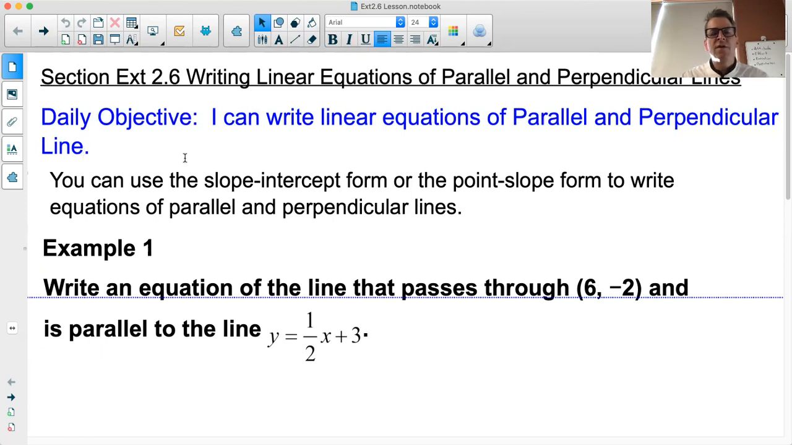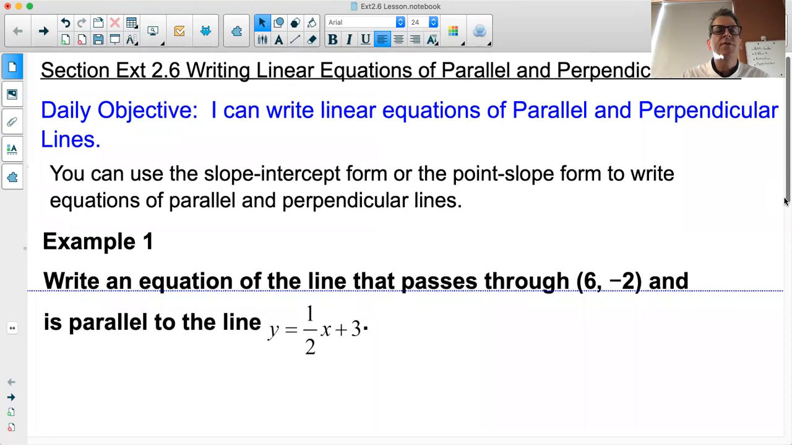So I just got a note here to start out with. It says you can use the slope-intercept form or the point-slope form to write equations of parallel and perpendicular lines. So you got a choice there. You can either use the point-slope form or the slope-intercept form. Okay, so let's take a look at example 1. Like I said, there's only a couple examples here, and we'll send you off.